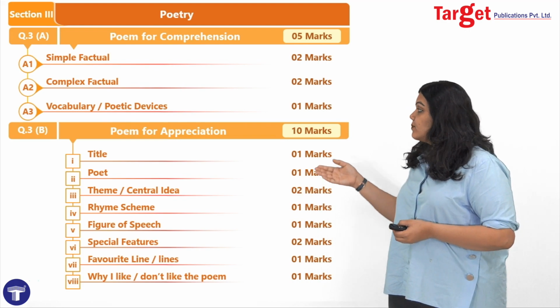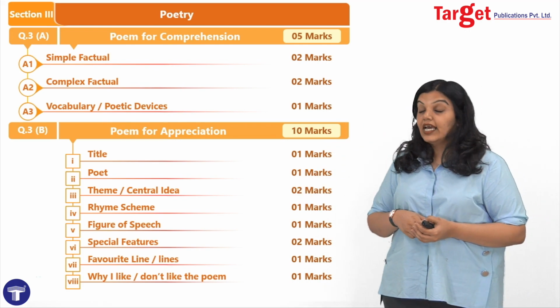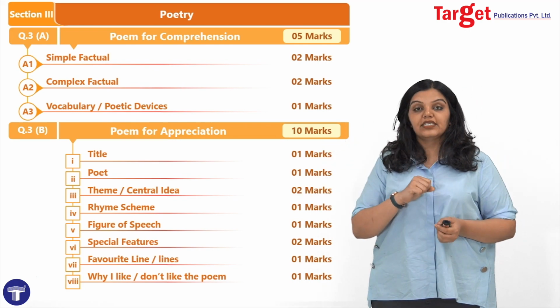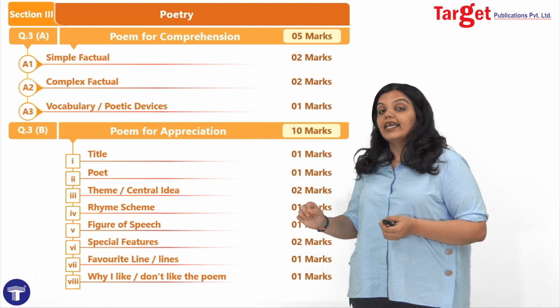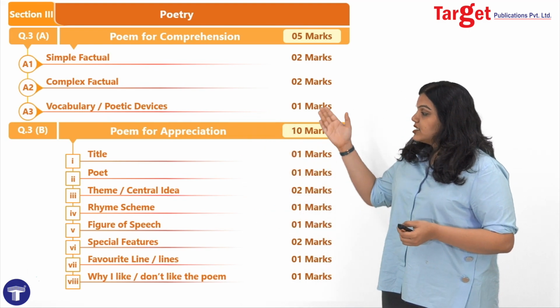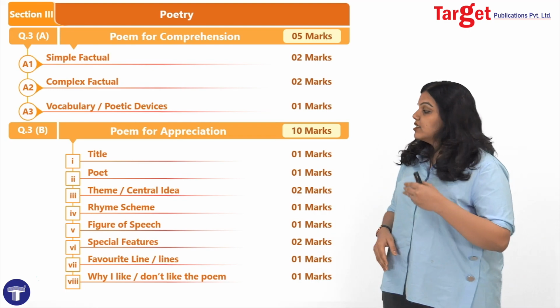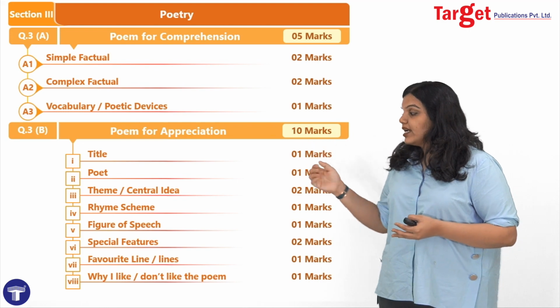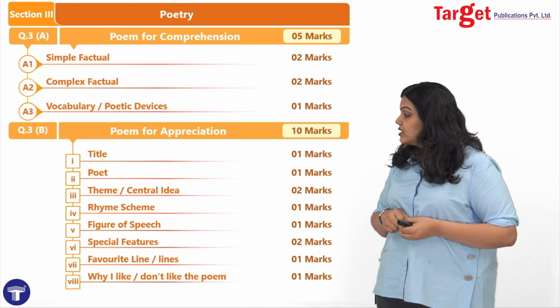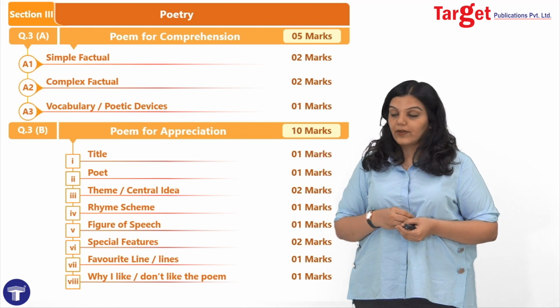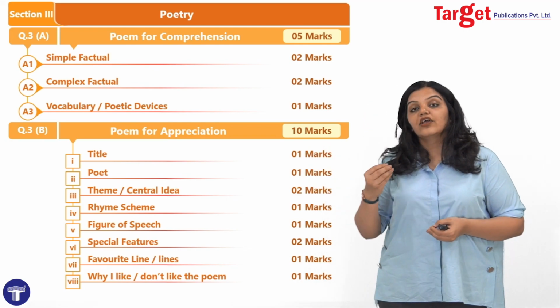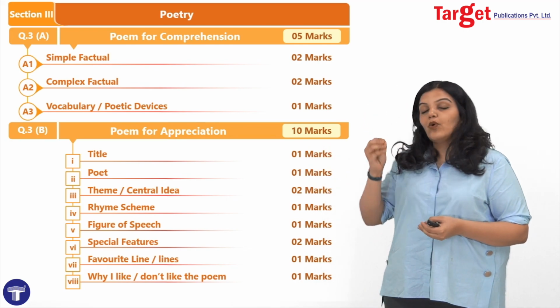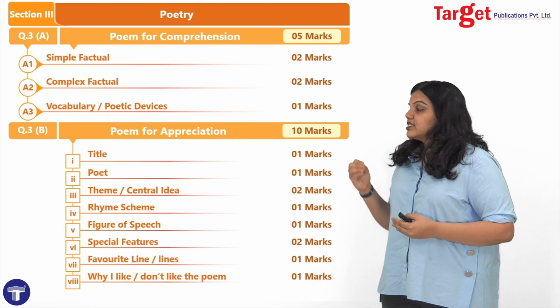The appreciation of the poem is a 10-mark question in which you will have to write your appreciation based on these 8 points, namely the title, the name of the poet, the theme or the central idea of the poem, mention the rhyme scheme, write down what figures of speech are important, what are the special features of the poem, write down what are your favorite lines, and finally why you like or dislike this poem.